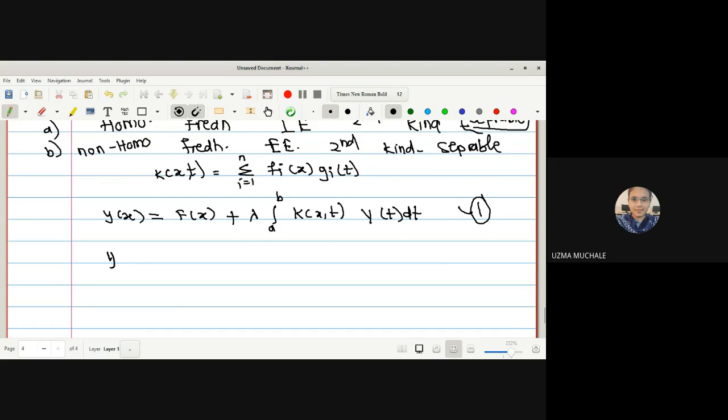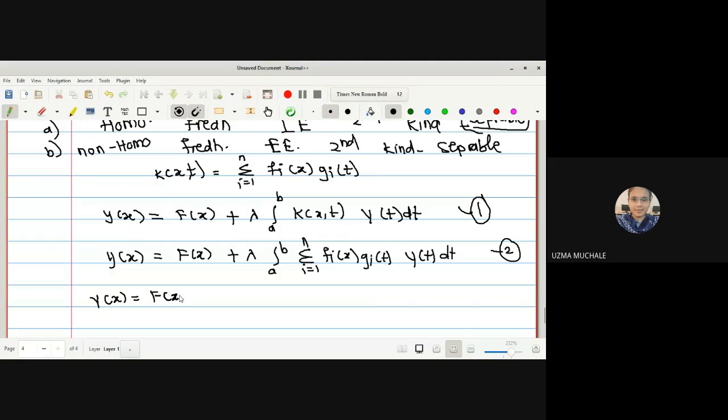Now let us substitute the value of our kernel k. Integration a to b, summation i runs from 1 to n, fi of x into gi of t, y of t, dt. This is equation 2. Now what you have to do is take the terms of x outside the integration, since the integration is with respect to t.